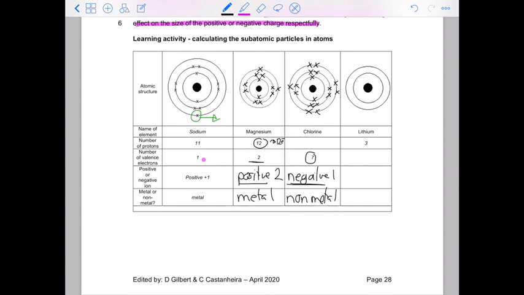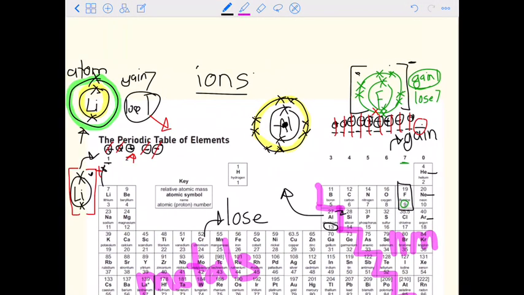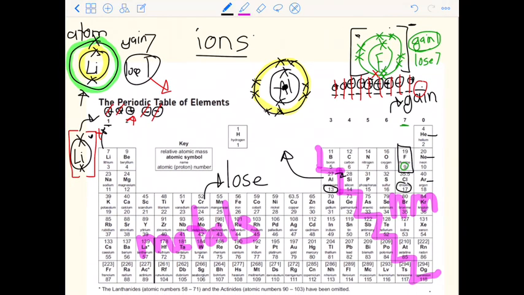All right, now I want you to try that whole thing. Oh, we forgot to say the number of protons for chlorine. If you look at our periodic table, our number of protons for chlorine is 17.